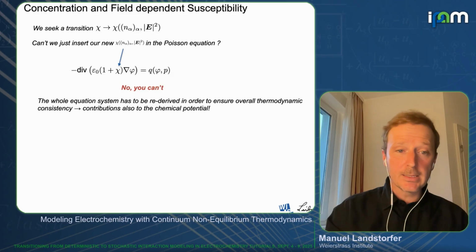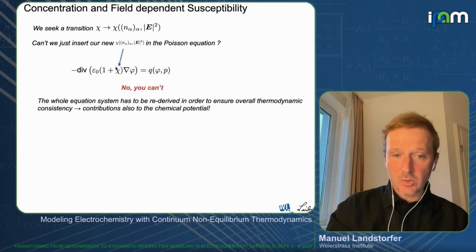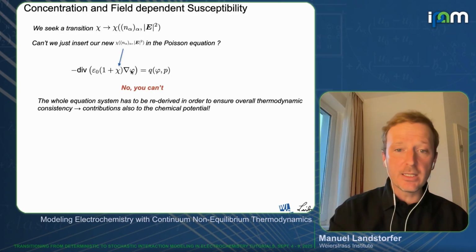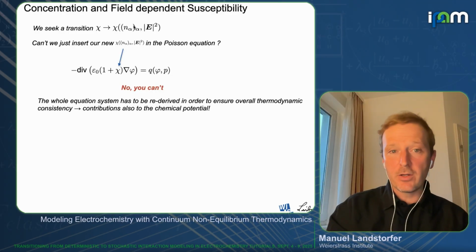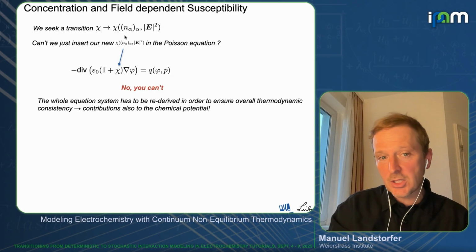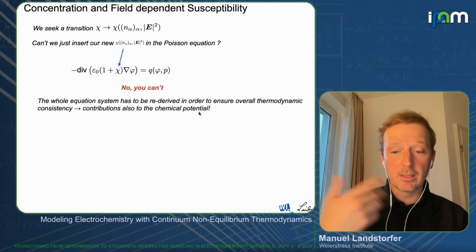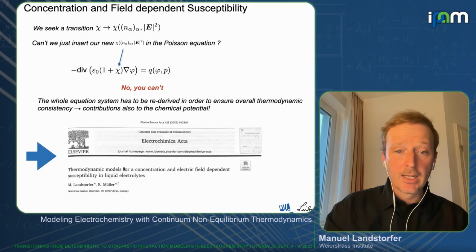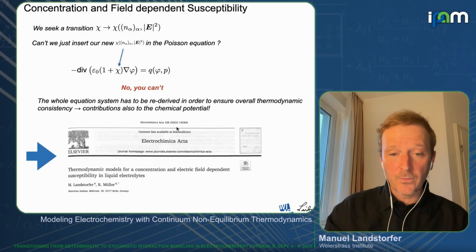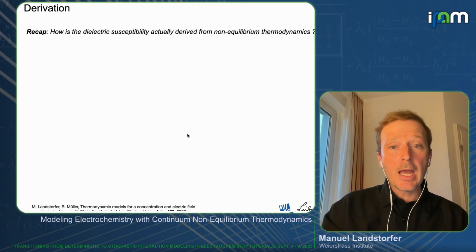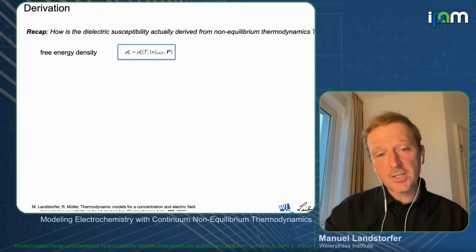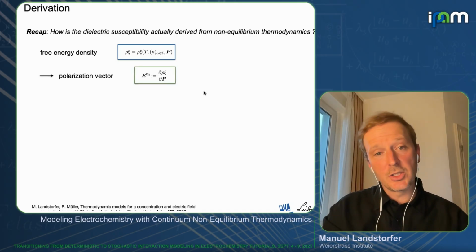Because the whole equation system, which basically yields the Poisson equation, has to be re-derived in this case, where you want to employ such a model where the dielectric now depends on concentration and field, because you will also have contributions of this to the chemical potential, as you will see in a second. I have a paper on this from 2022 in Electrochimica Acta, where the whole derivation is given, and I will sketch now how this is achieved.